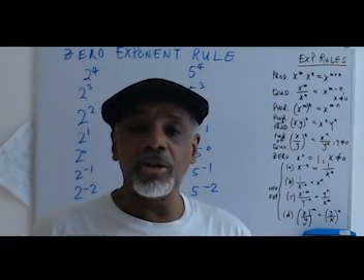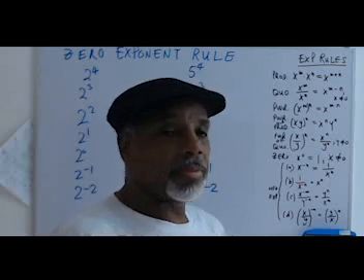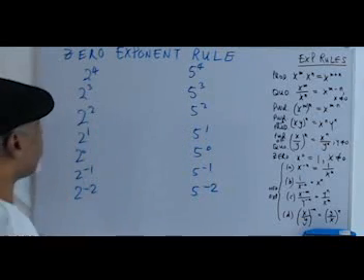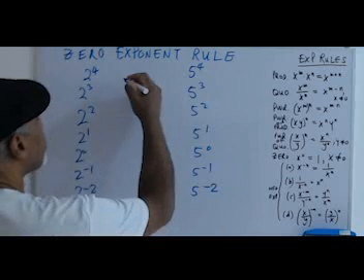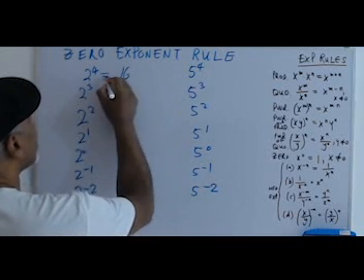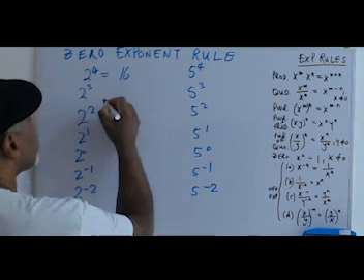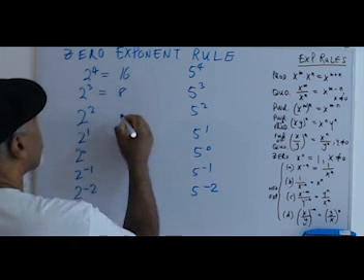In this video, I want to look at the zero exponent rule. Let's look at some powers of 2. 2 to the 4th is 2 times 2 times 2 times 2, or 16. 2 cubed is 2 times 2 times 2, or 8.